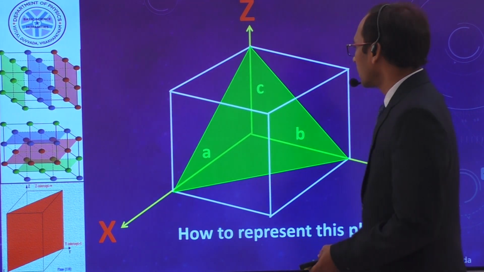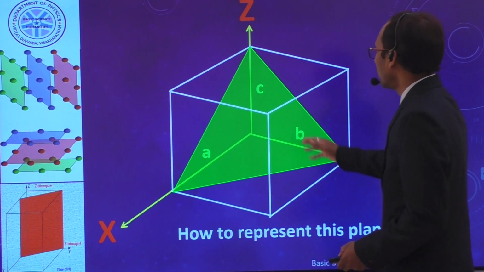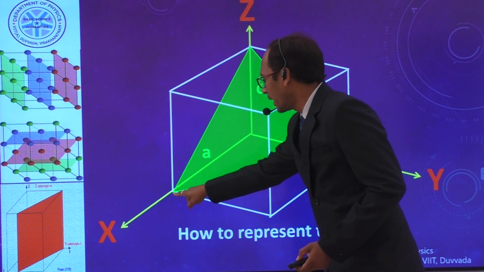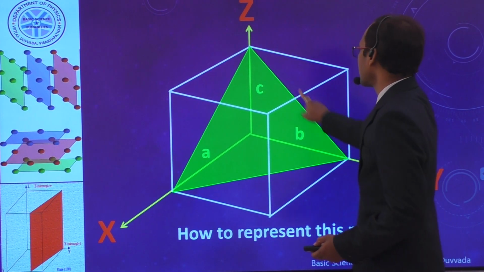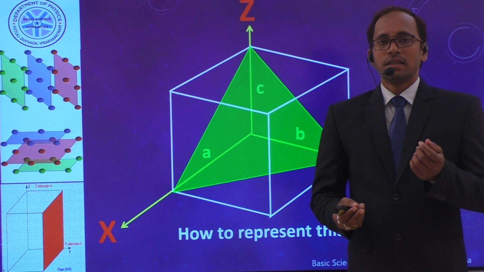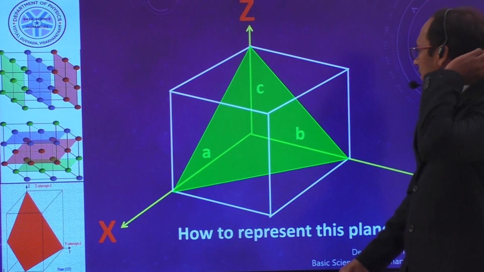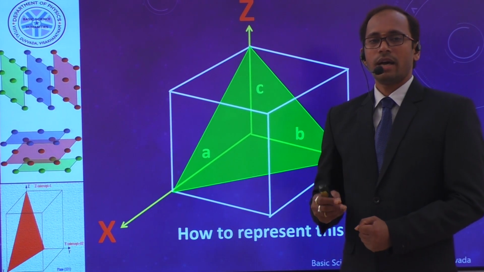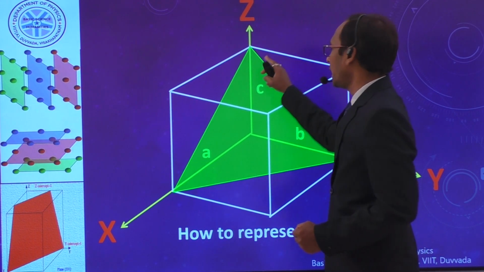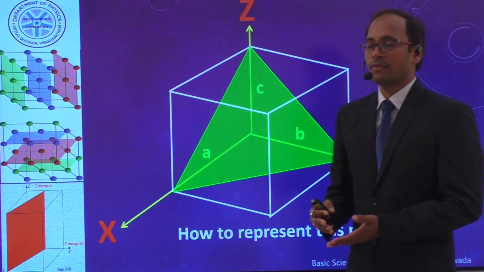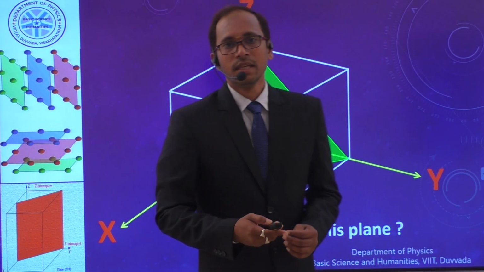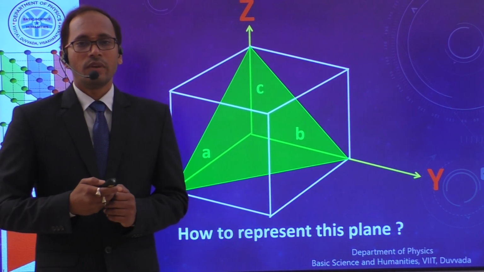Now the plane is like this. This is the plane which is touching the x-axis, y-axis and z-axis. Now we have to have some name for this plane. How do we give a name to it? That means how to identify and call this plane, how to represent this plane. That is our question, which we have to solve.